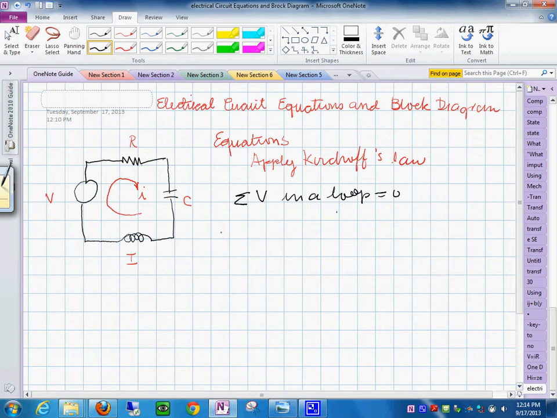You have this, of course, the source. The voltage of the resistor plus the voltage of the capacitor plus the voltage of the inductor, minus V, that's a source, equals 0. Said in a different way, the voltage of the resistor plus the voltage of the capacitor plus the voltage of the inductor should be equal to the voltage source. That's also another way of saying this.